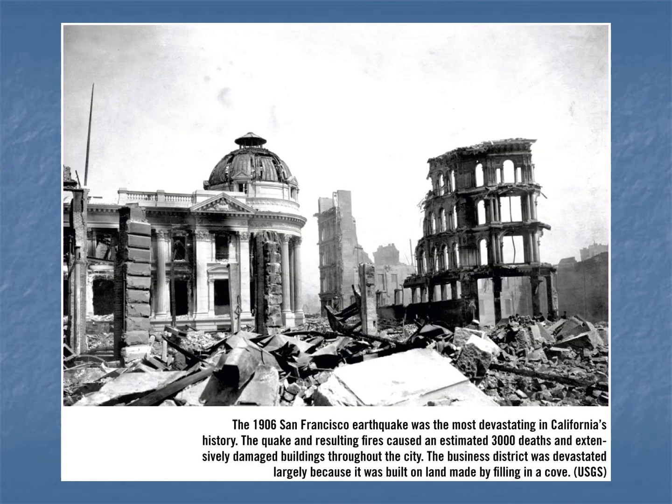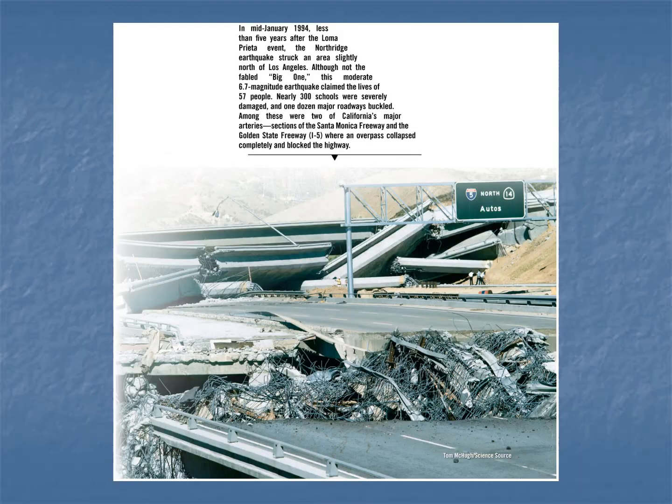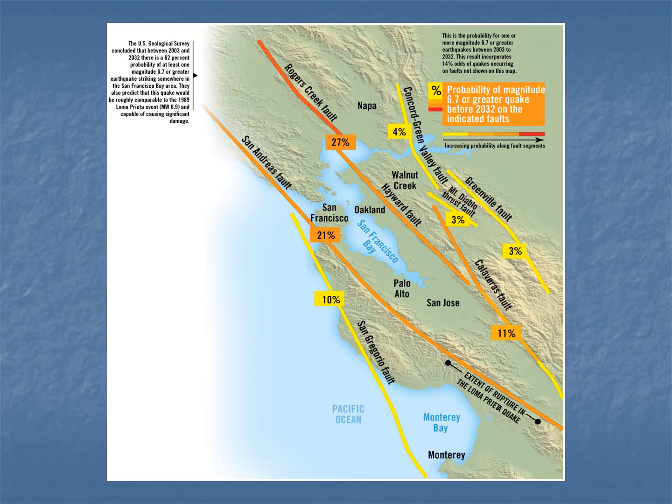Here's an image from the 1906 San Francisco earthquake. Even back then, not having quite as many people living there, there were still an estimated 3,000 people killed. And of course, many buildings were destroyed, and some buildings were destroyed by fire and not the earthquake. This is another image from 1994 Northridge. Here is a map of the San Andreas Fault System, focusing on the San Francisco area. I recommend pausing and reading through this.